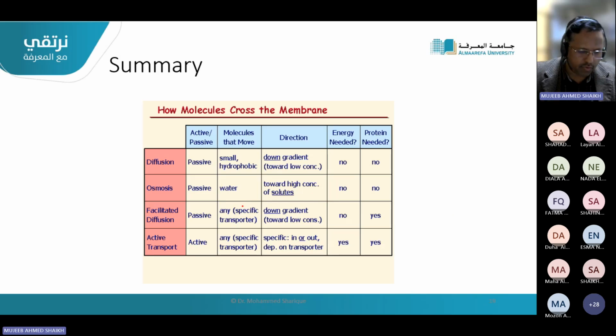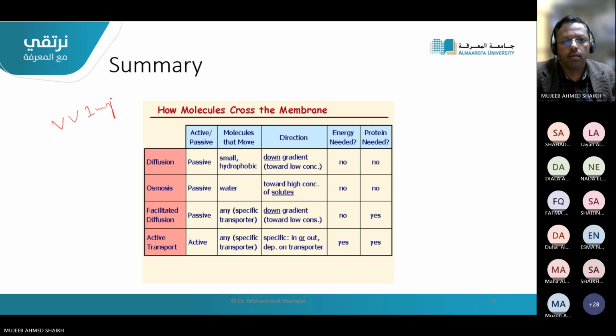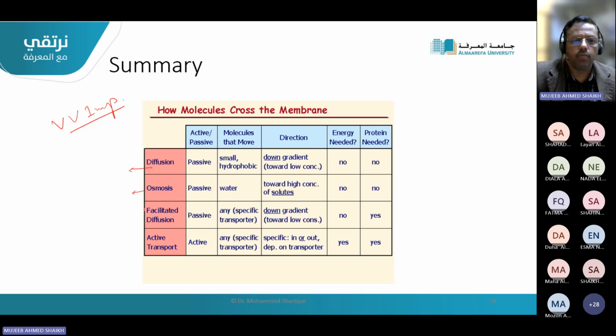In summary of the two lectures, a very important table now, because it will summarize the whole process. What is diffusion, what is osmosis, what is facilitated diffusion, what is active transport? So in diffusion, is it an active or passive process? Passive. So diffusion is a passive process.